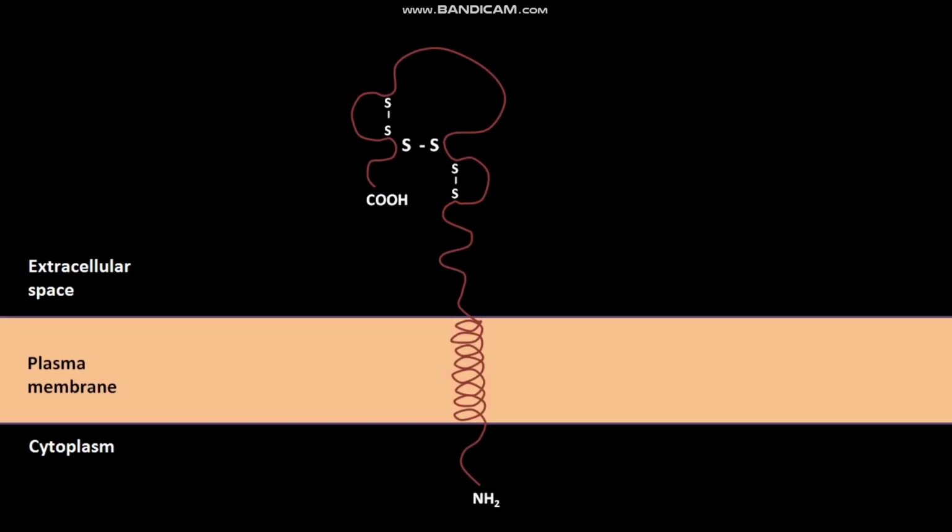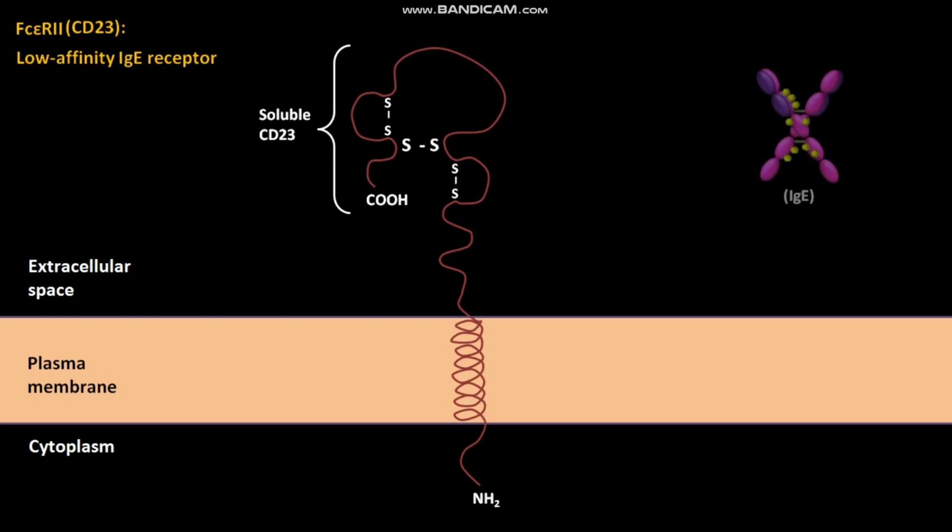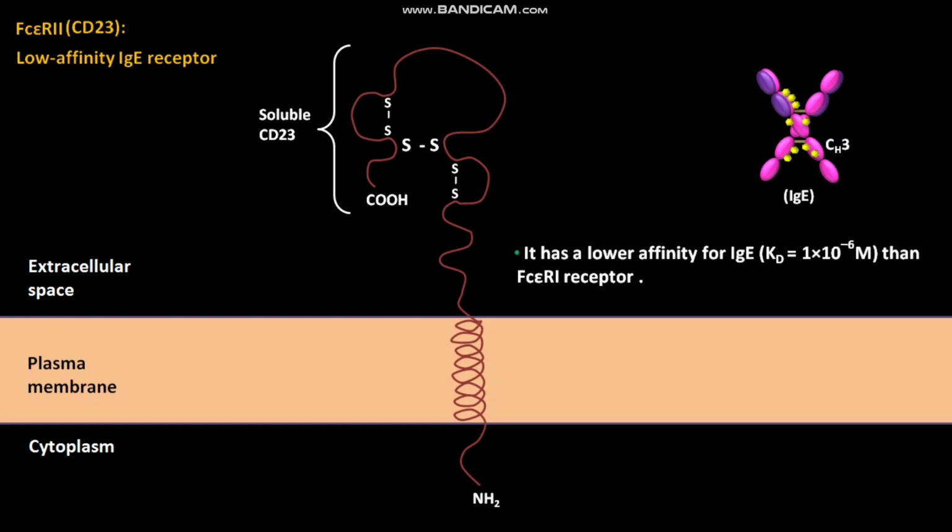Now we will discuss the Fc epsilon R2 receptor or CD23 receptor. It is the low affinity IgE receptor. It has a soluble CD23 domain. It is specific for the CH3 domain of IgE.